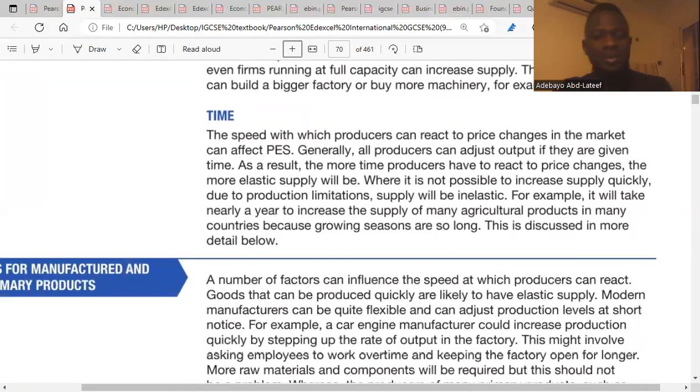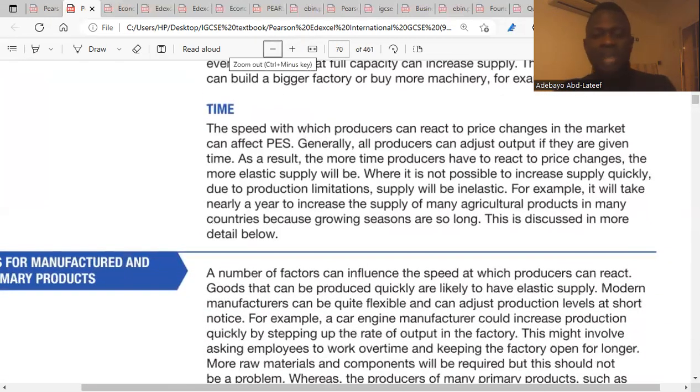No. Then the last of the factors that affect PES is time. When we talk about time, we're talking about the pace, the speed at which firms or suppliers are able to react to a change in price by producing more. This also determines if the PES will be elastic or inelastic.